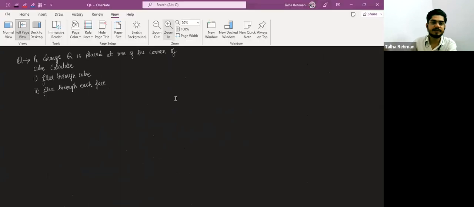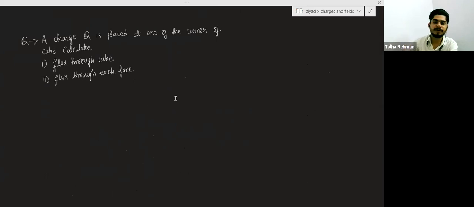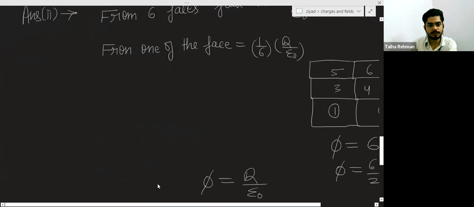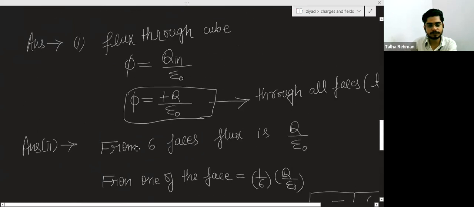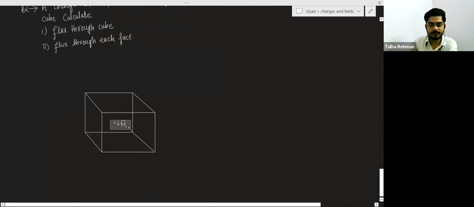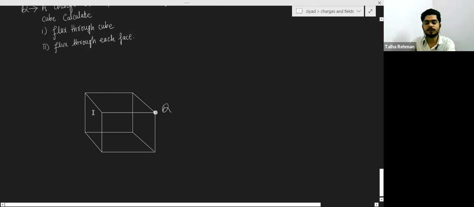They are saying that a charge q is placed at one of the corners of the cube. So I am taking this cube. This time the charge is at one of the corners. So I am taking this corner, and a charge q is there on one of the corners of the cube.